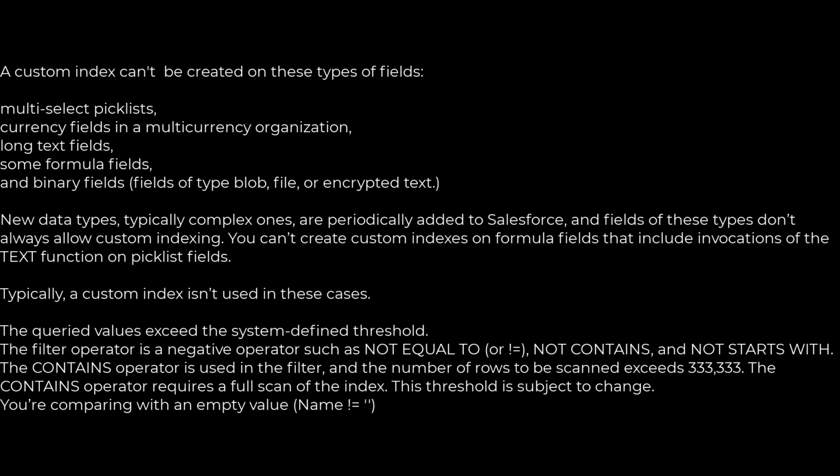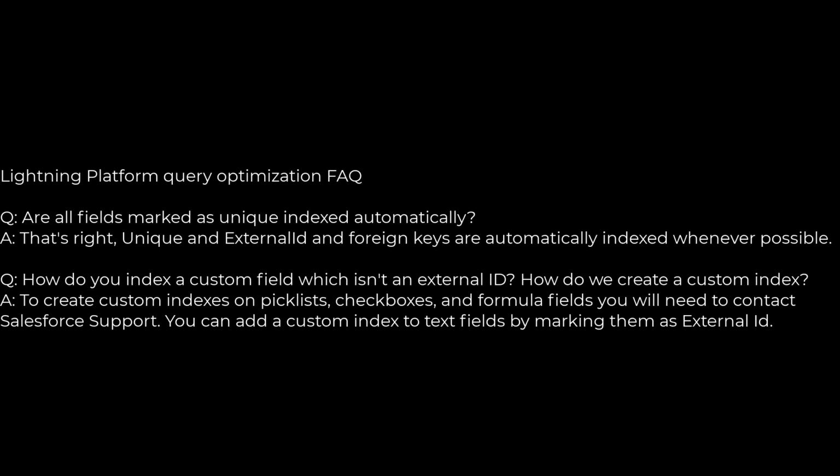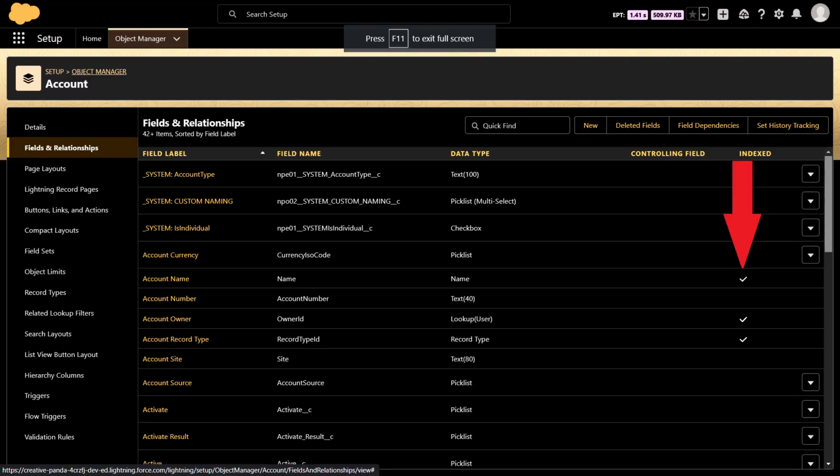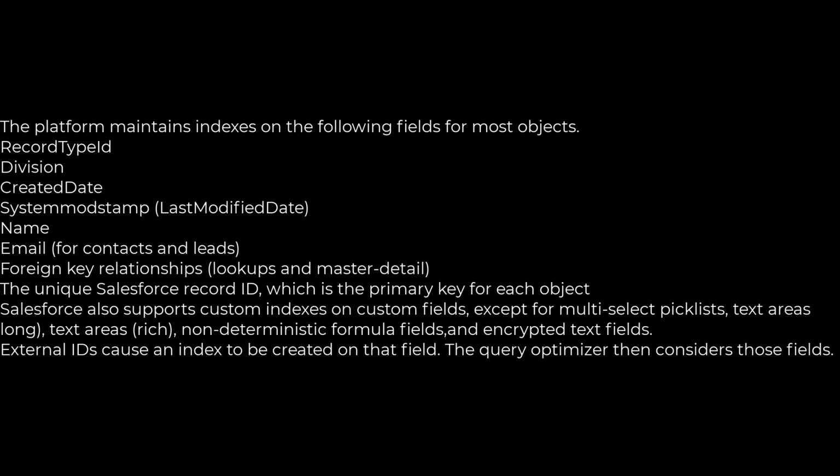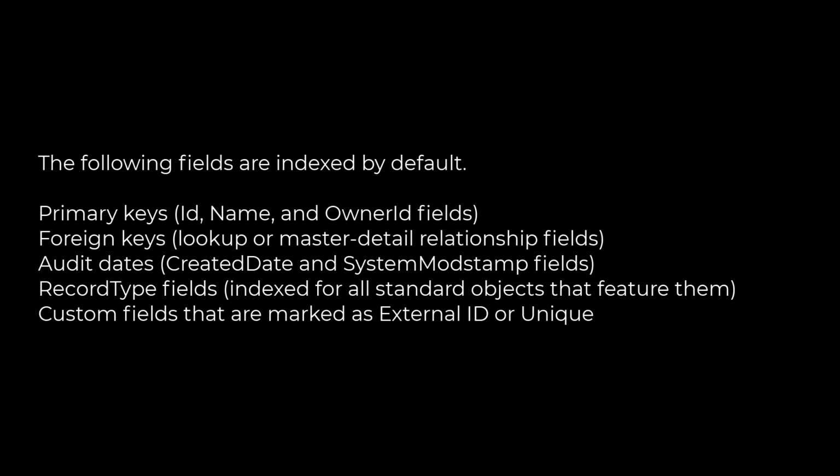It is possible for Salesforce customers to request a custom index from Salesforce support by creating a support case and including a SQL query with the indexed field. The easiest way to see which fields on a given object are indexed is to check for a check in the index column in the list of the object fields in Setup. The platform maintains indexes on the following fields for most objects. Again, the following fields are indexed by default.